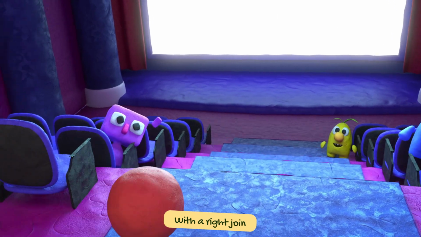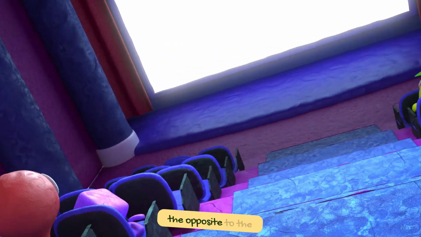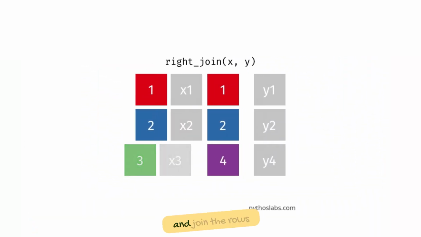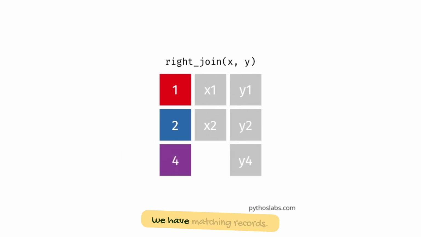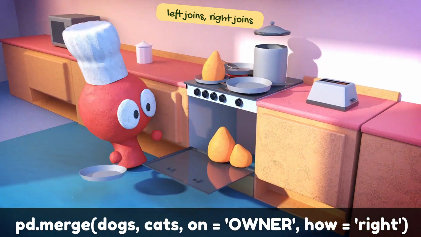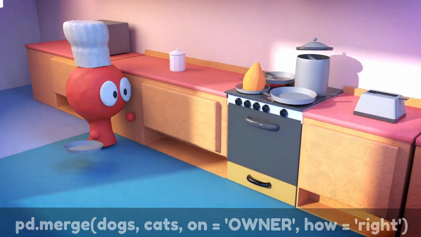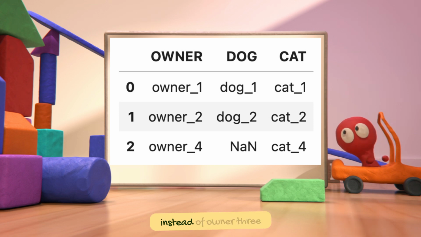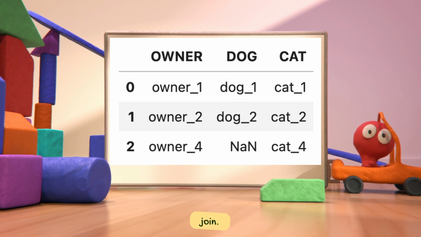With a right join, the logic is exactly the opposite to the left join. We take all records from the right table and join the rows from the left wherever we have matching records. If you understand the left joins, right joins should be a piece of cake for you. Notice that this time, owner 4 is included instead of owner 3 due to the right join.